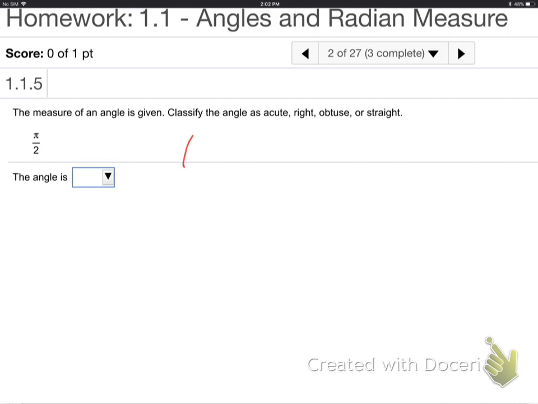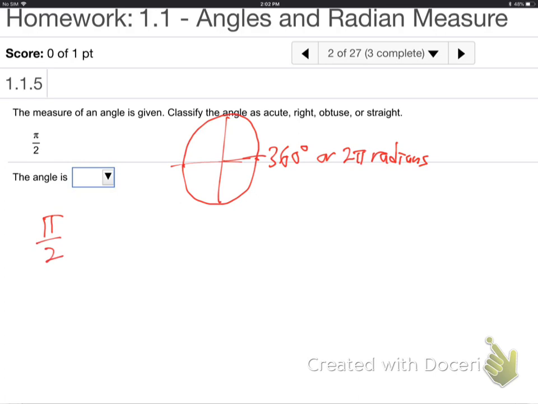So again, if you have a unit circle, all the way around is 360 degrees or 2 pi radians. So what they're going to have us do now is convert between the two systems. Let's convert. I'm going to take that pi over 2, which is in radians, it's like Celsius or something, and I want to convert it back to Fahrenheit. I want to convert between the two systems.